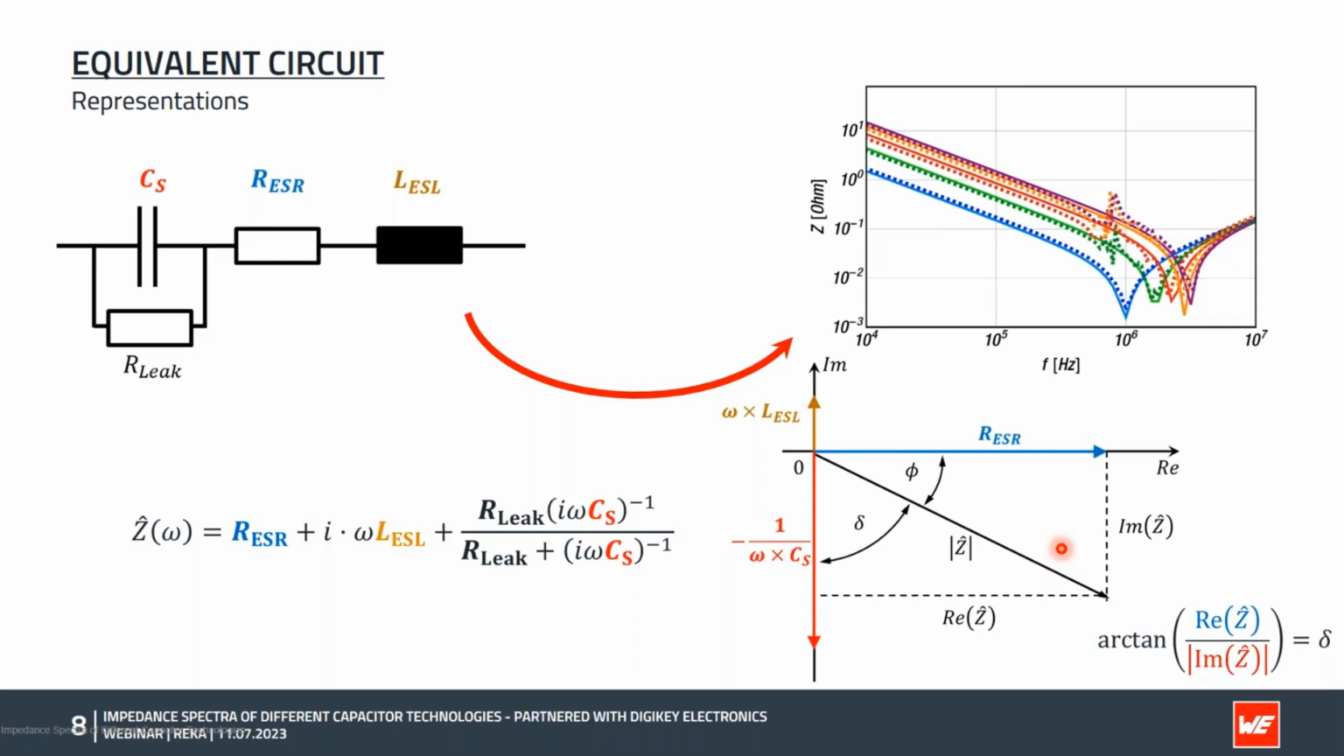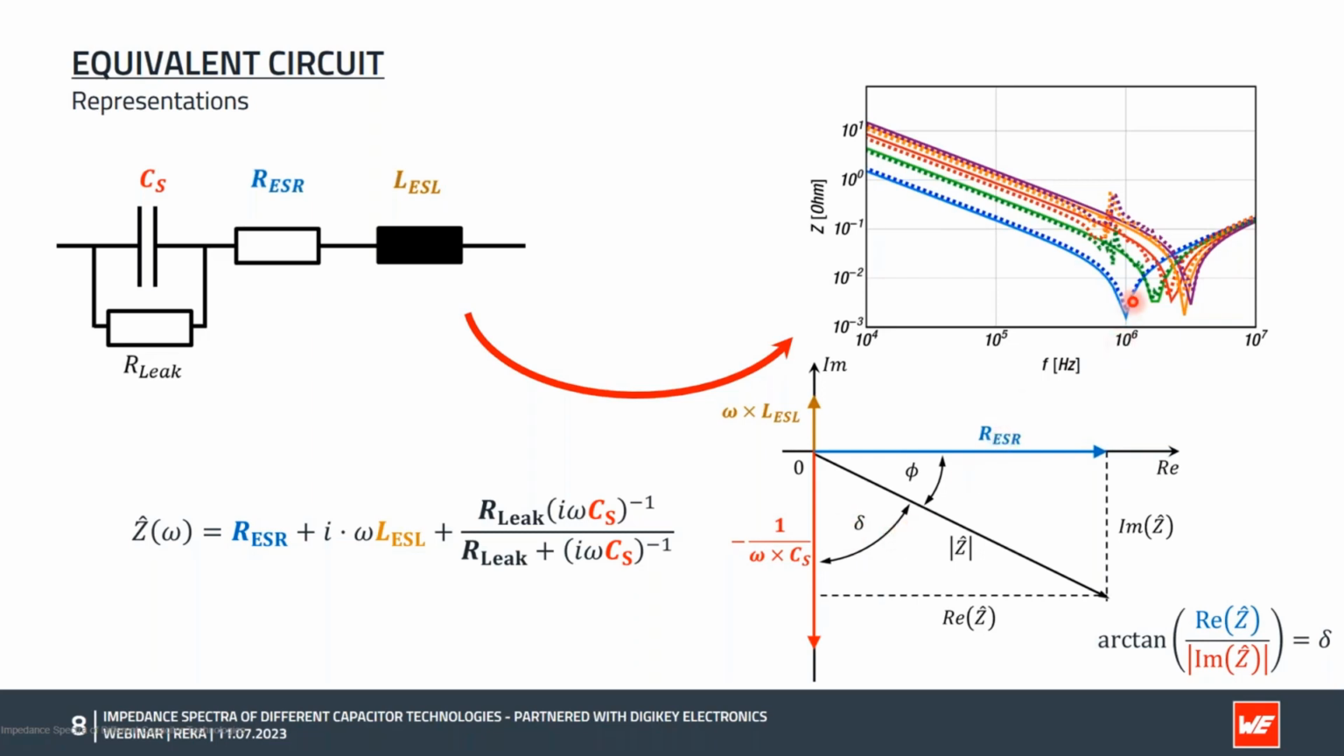So the inductive and capacitive reactance relate to the ordinate and the resistance, like the ESR, to the abscissa. The vector representation is very useful to illustrate the relations between each component. Important for the accuracy of the measurement is the loss angle, for instance, denoted as delta here in the vector representation. And we will talk about this later in this talk.